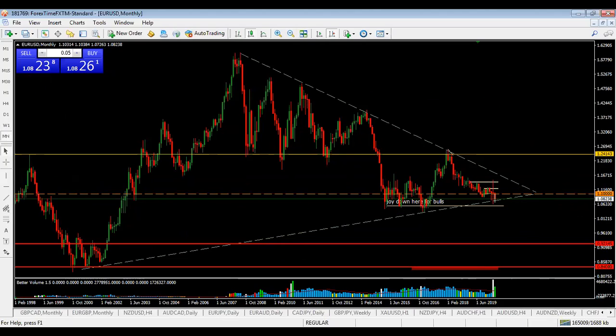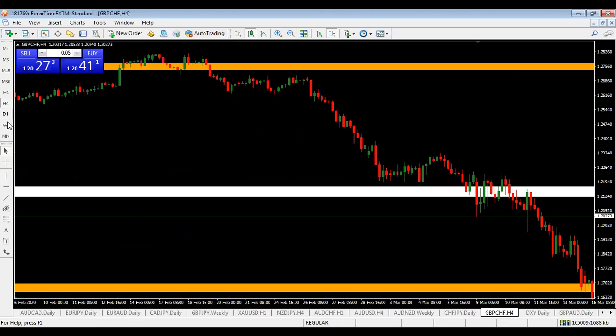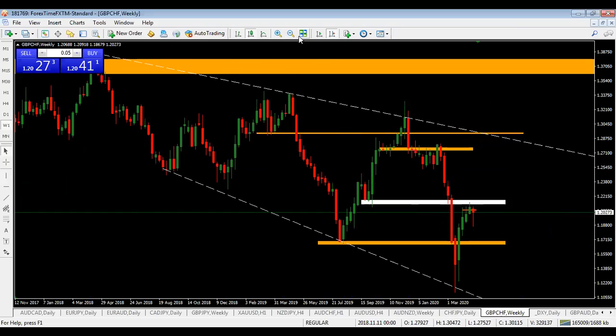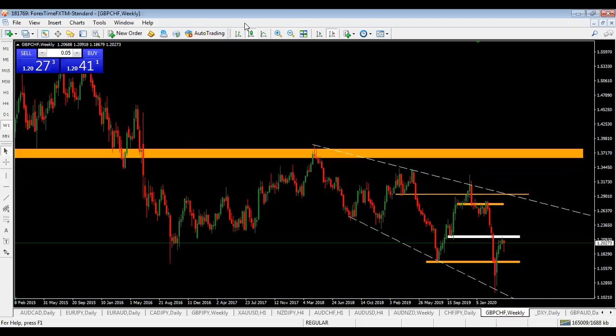Another expanding diagonal in play will be the Pound CHF. This is an expanding diagonal you want to see completed. Once that happens, we have the first bounce, second bounce, third bounce. I expect the market to correct at least to this point before a breakout.